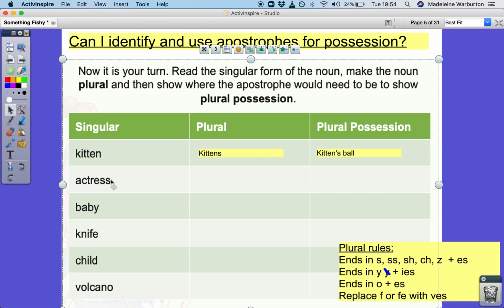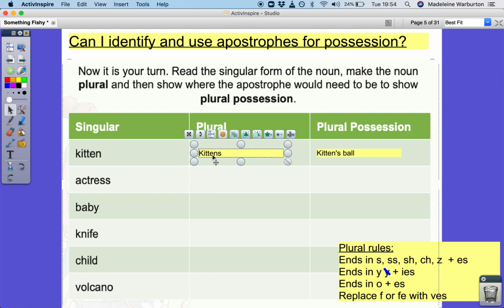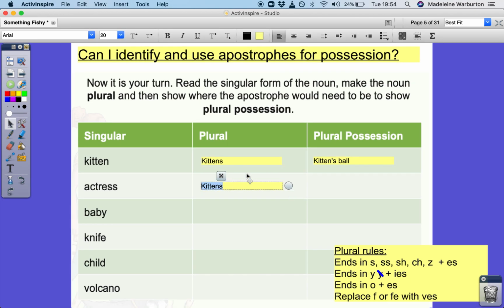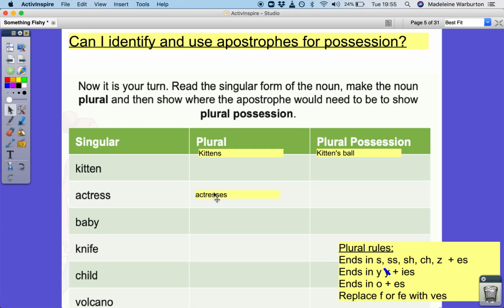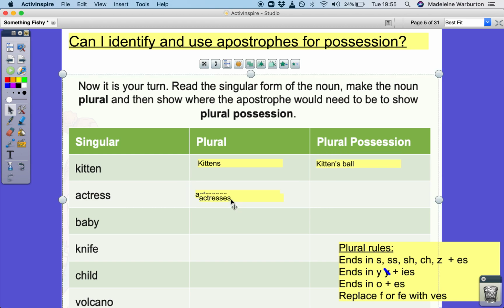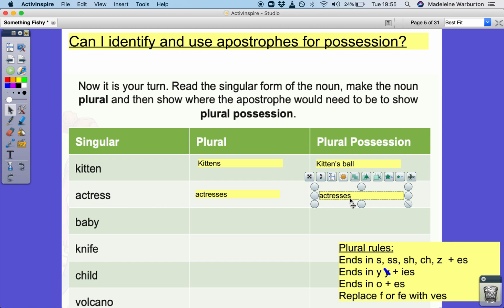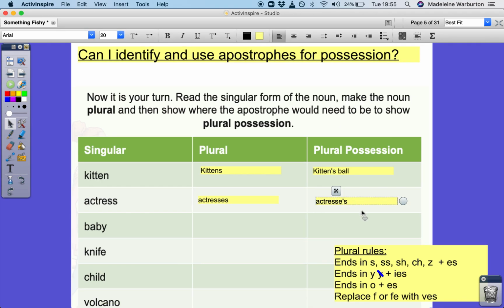How about actress? Now, if I look at the ending, it ends in an SS. Does that apply with any of my rules? Yes, it does. So it ends in SS, so we add an ES. Actresses. We have more than one actress. Okay? But if I want to say the actresses' film, I don't put the apostrophe before the S. That doesn't look right, does it? Because it ends in an S, we put the apostrophe afterwards.